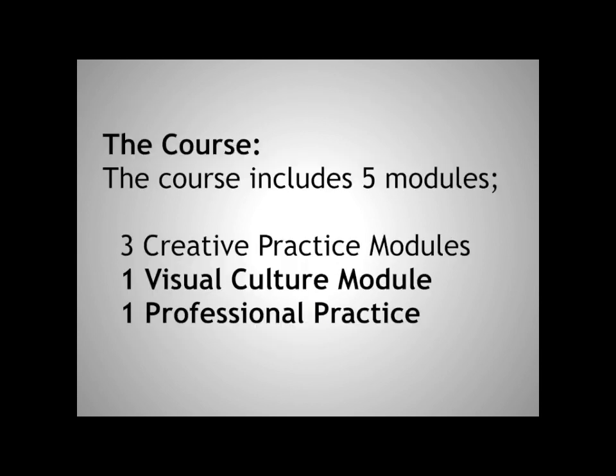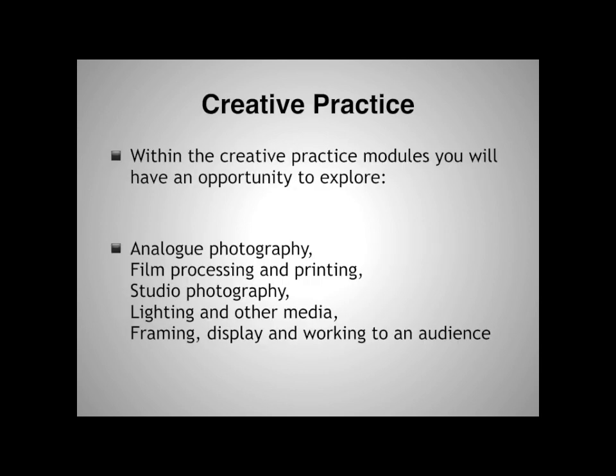There are 5 modules in the course: 3 creative practice modules, 1 visual culture module, and a professional practice module. And we'll show you some work from the creative practice modules as we go along. Within the creative practice modules, you'll have an opportunity to explore analog photography, film processing and printing, studio photography, lighting and other media. Framing and displaying work to an audience is also a key part of the course.